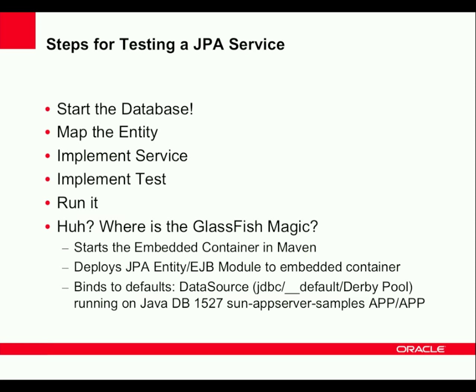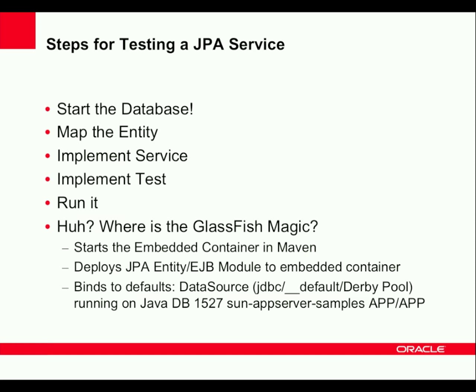Then I'm going to implement a quick JUnit test case to validate that my entity is mapped properly to my tables, as well as test my business logic. Then you simply run it within Maven, and you'll see some magic. What's going to happen is the GlassFish container is going to be instantiated, and the module, the JPA entity module, is going to be deployed to it, and we're going to bind.